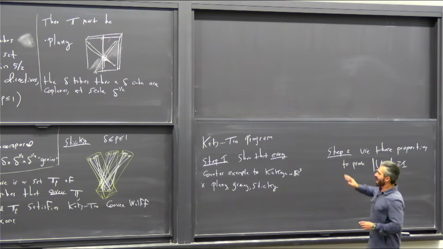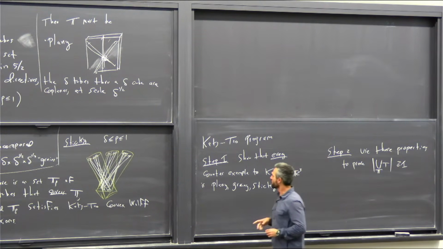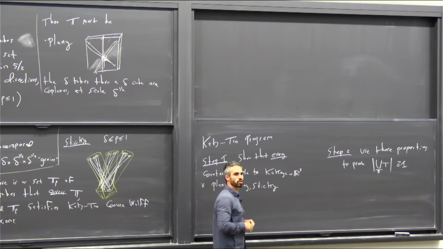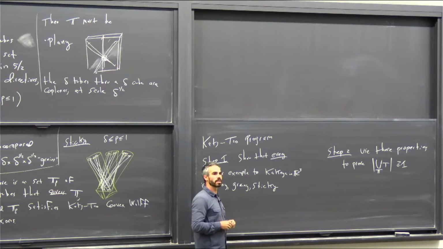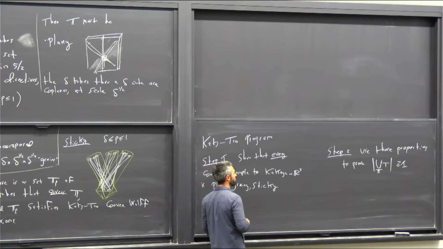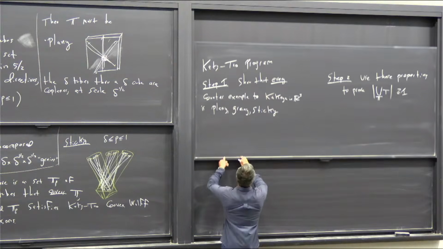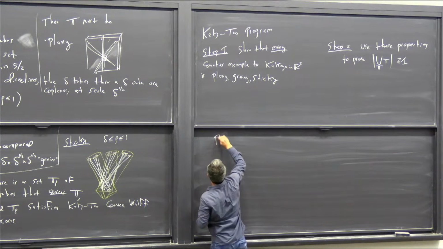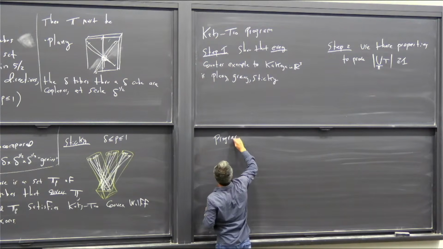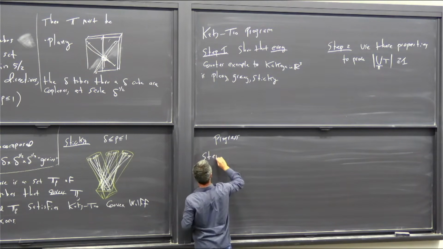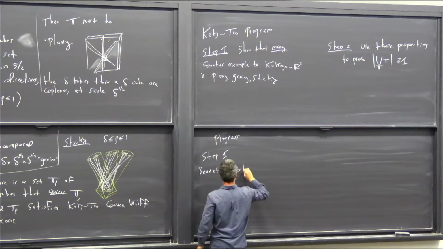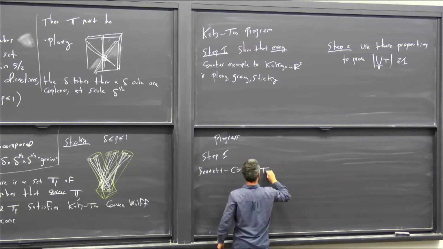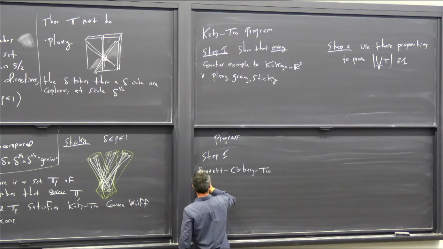And at the time this blog post was written, there was some progress towards step 1 in particular. So the multilinear Kakeya theorem of Bennett, Carbery, and Tao. So maybe I'll write this down. So I'll say progress. So progress towards step 1 is the Bennett, Carbery, and Tao multilinear Kakeya theorem. This was 2005.